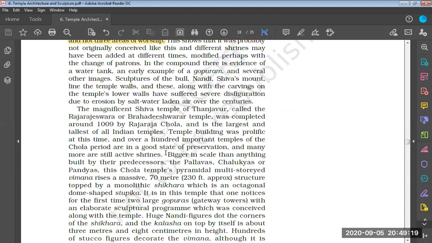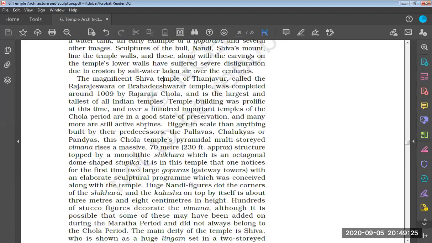The magnificent Shiva temple at Tanjavur. Now we move to the magnificent Shiva temple of Tanjavur, called the Rajarajeshwara or Brihadeshwara temple, completed around 1009 by Raja Raja Chola. Raja Raja Chola was a very powerful king of the Chola dynasty, and it is the largest and tallest of Indian temples.